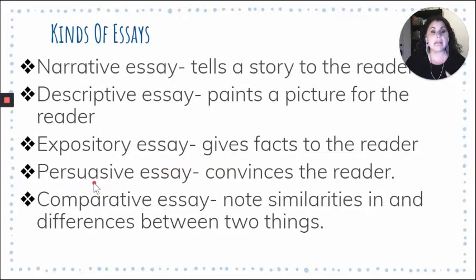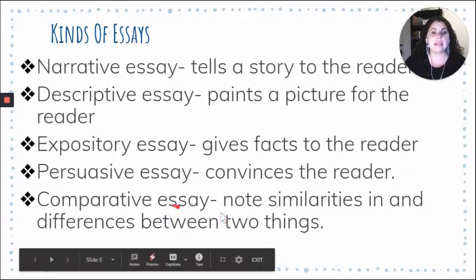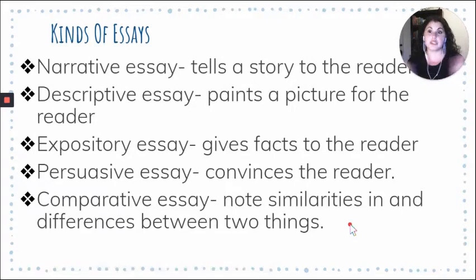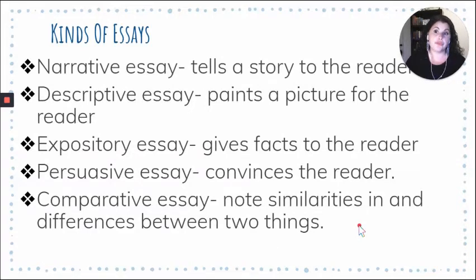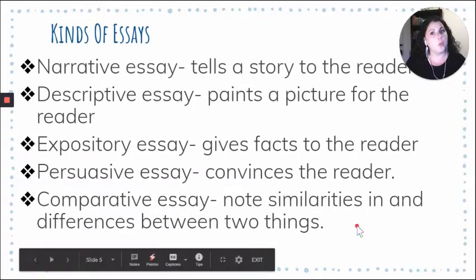The next type of essay is my persuasive essay, and it convinces the reader. It tries to persuade the reader into thinking the same way the author thinks, basically. And the last type of essay is a comparative essay. This is where we compare 2 or 3 things and how they are similar or how they are different. Most of the time you just have to compare 2 things, but sometimes we have to compare 3 or 4. It also depends on what level we are at.